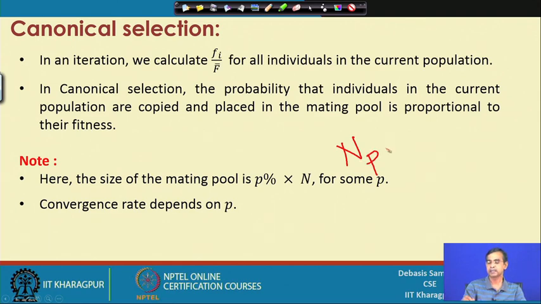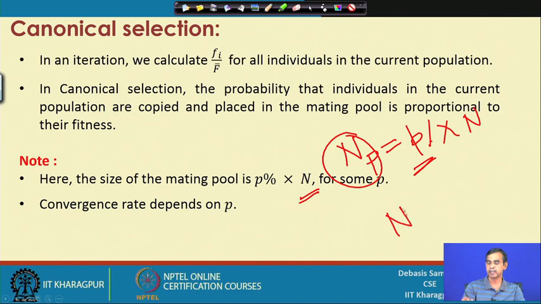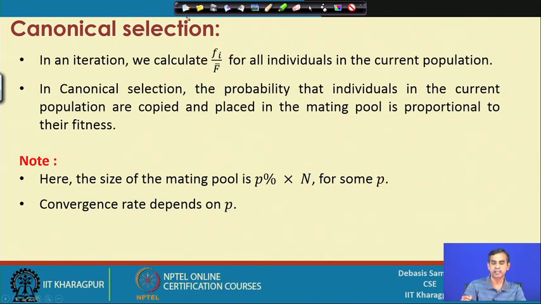solutions. So np is basically some p percentage of n, so p may be 25 or 30% or like this. That means out of the n, where n is the current population size, we will select np individuals, where np is less than n, and they will be selected based on the fitness value that we have calculated for each. The higher the fitness value, the earlier it is selected, and this way we select np. So, this is the concept of canonical selection.